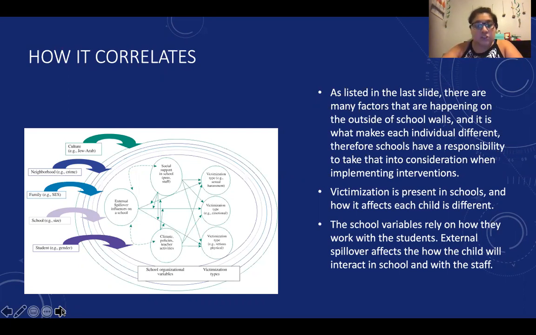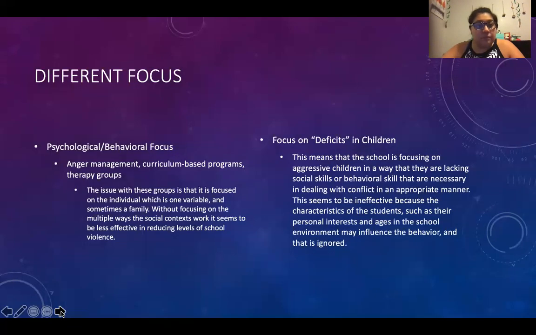As you can see, victimization definitely is present in schools, and the school variables rely on how they work with those students. You see that external spillover. It affects how the child will interact and how they'll be with the staff. How we handle that is extremely important. So these are a couple of different focuses. You have the psychological behavioral focus, which is going to be anger management, curriculum-based programs, and therapy groups. Those are just examples.